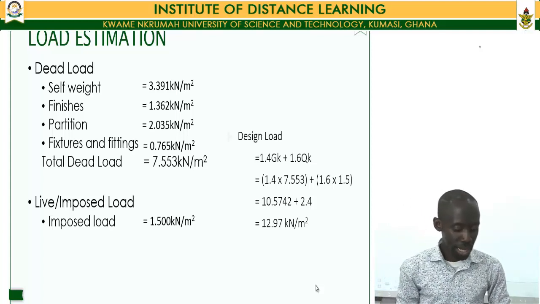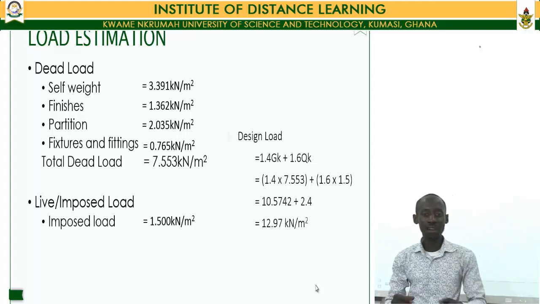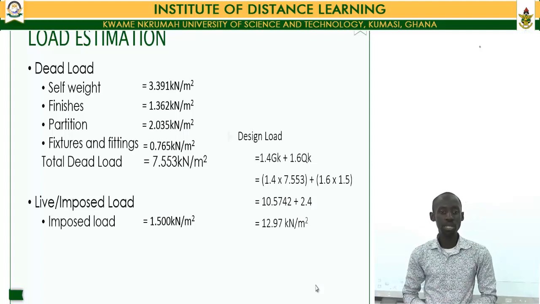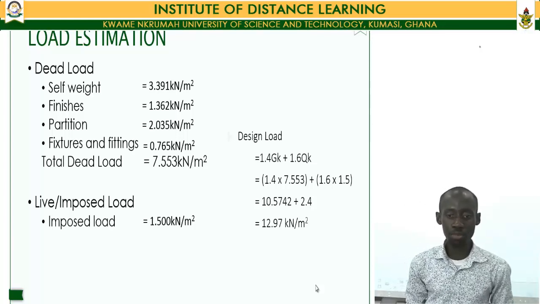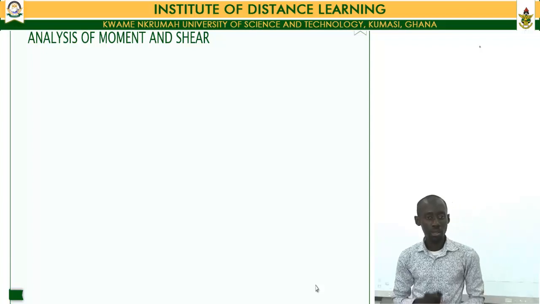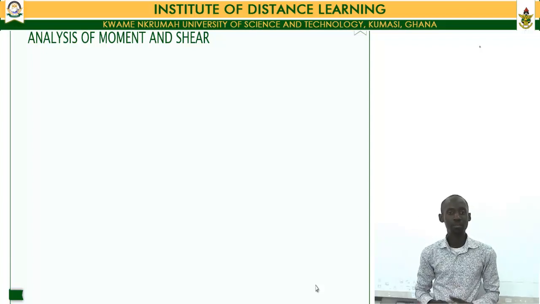Now that we've been able to estimate the load that our building is supposed to carry, we move ahead to analyze our floor slab to see the amount of moment and shears that would be induced in our floor slab as a result of the loads being imposed on it. So we move on to look at our moment and our shear analysis.